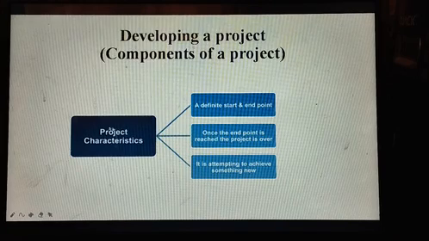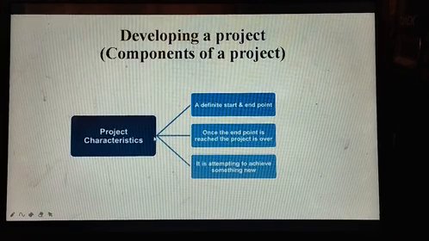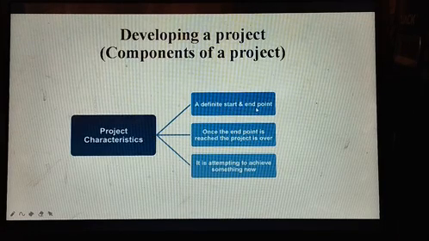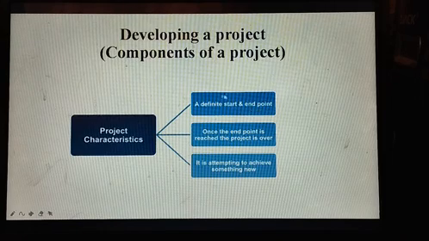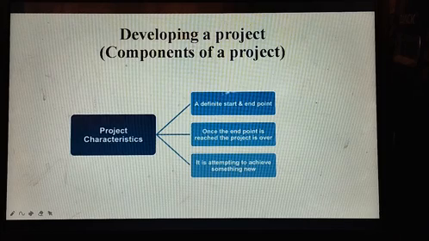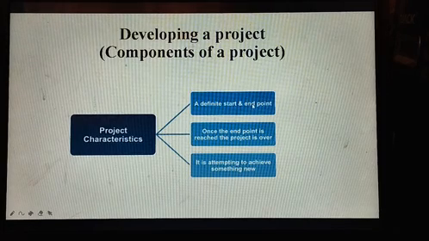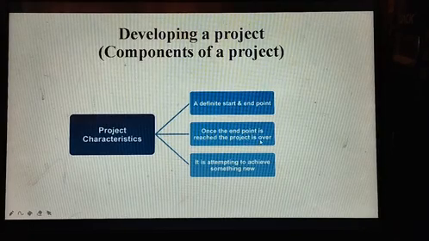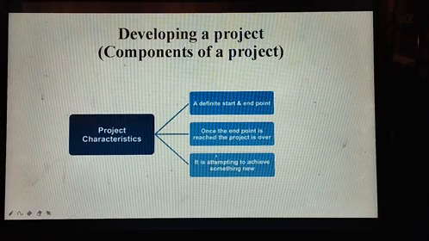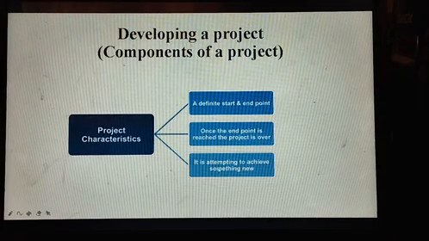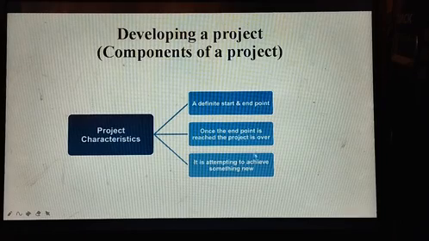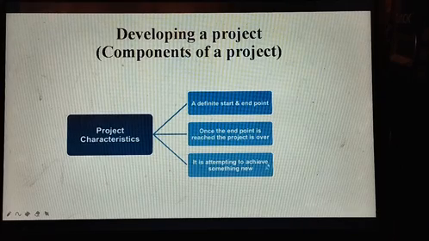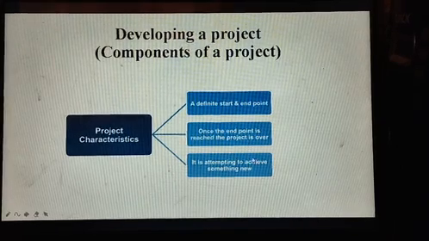a general recall about the project characteristics. We said a project must have a definite start and a definite end. So once a project is started, it must also be ended. Once the end point is reached, the project is said to be done. We are doing this project work to come up with something which is new, that is the product which is solving the societal problem.